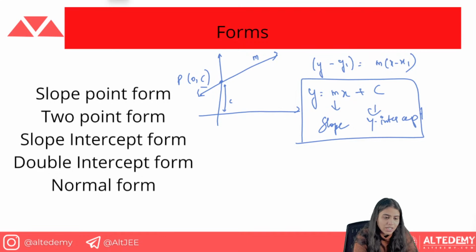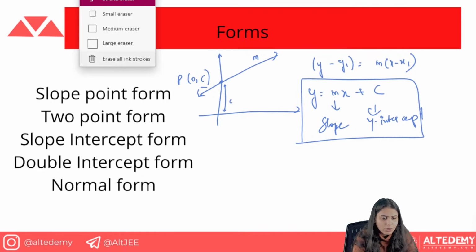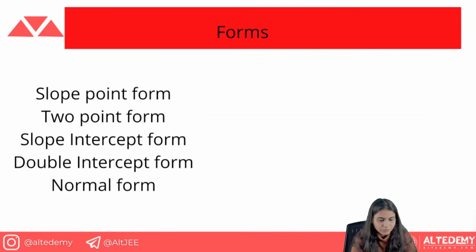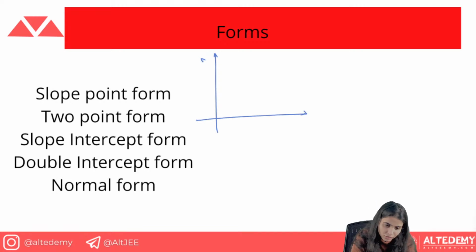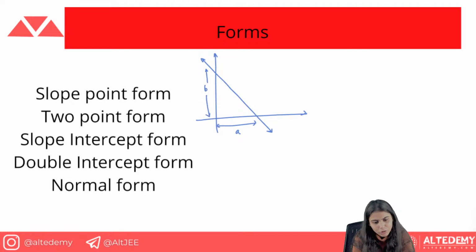Now we have the double intercept form. So how do we represent the double intercept form? This is the graph, this is the line, and this is the intercept a, this is the intercept b. So what does it mean? For this point we have a comma 0, and for this point we have 0 comma b.